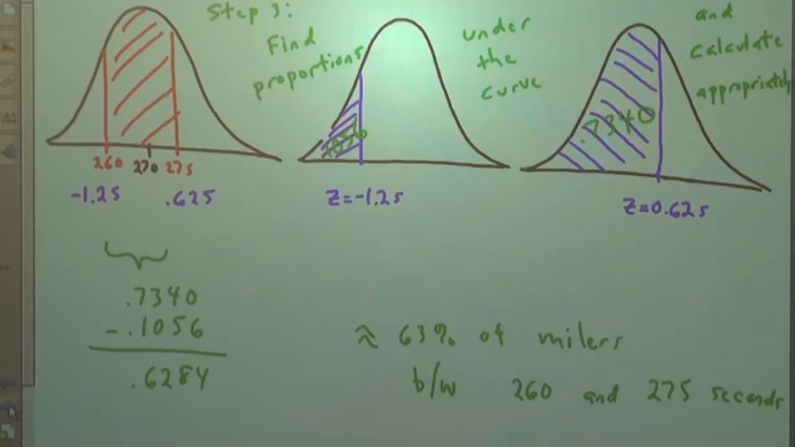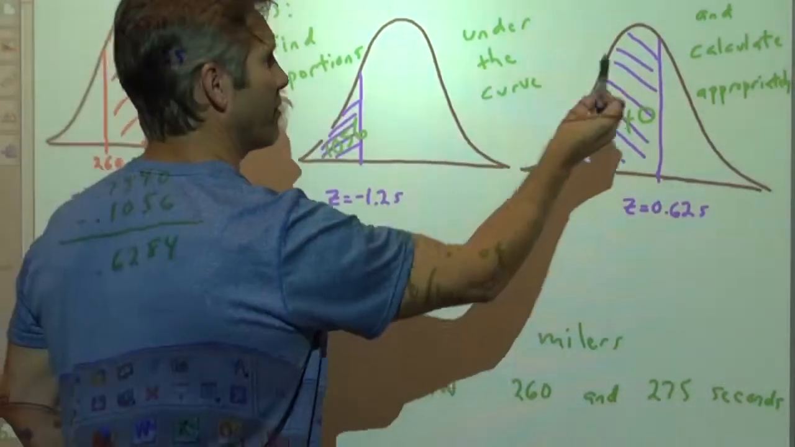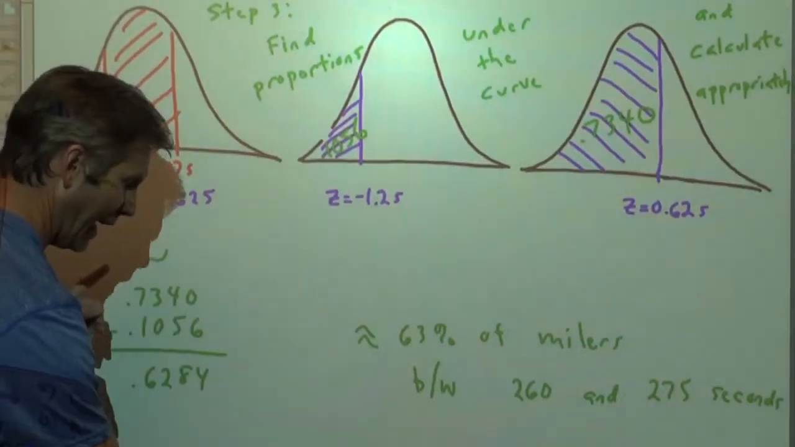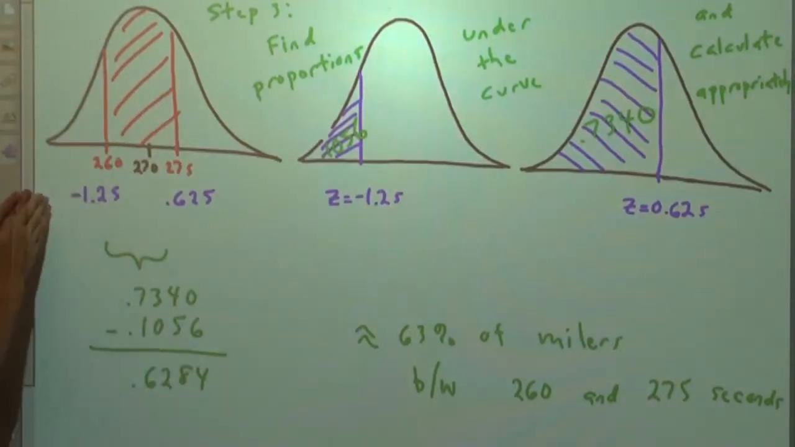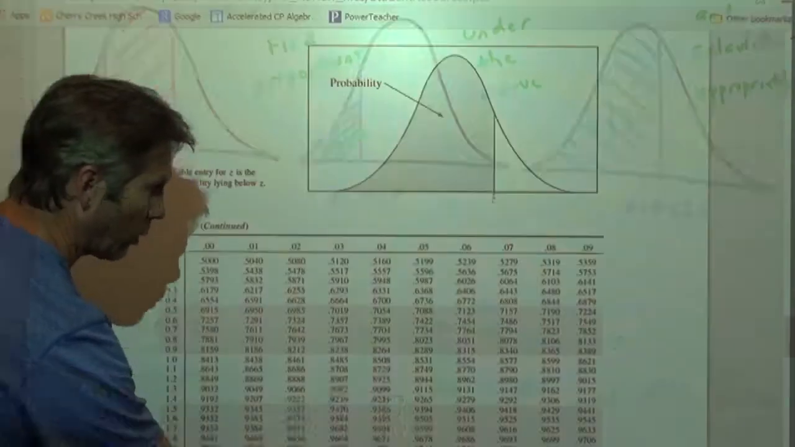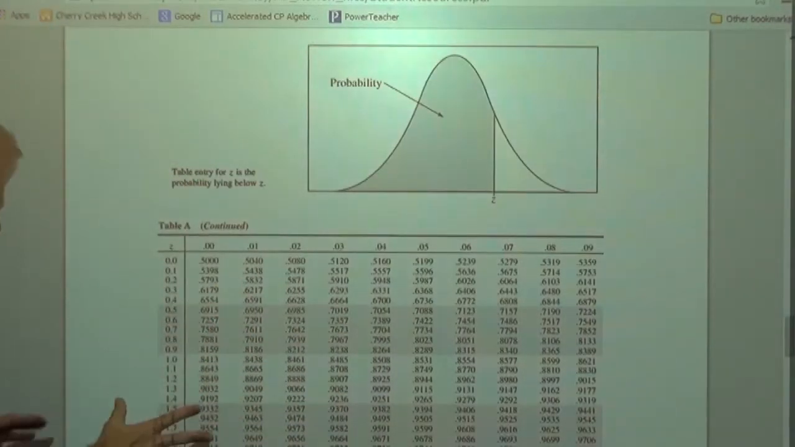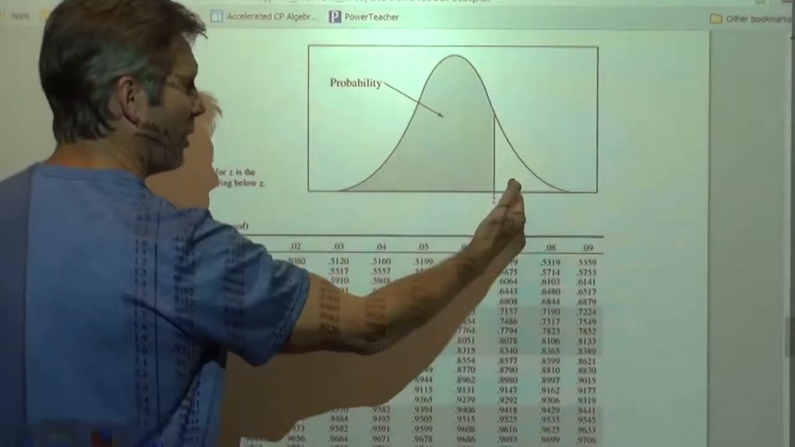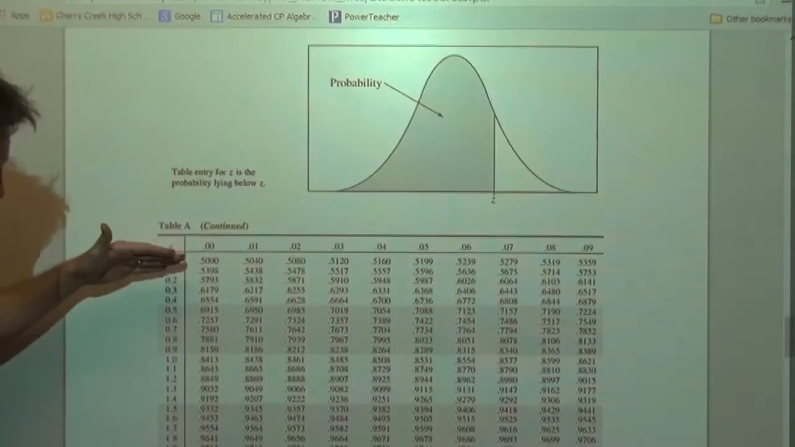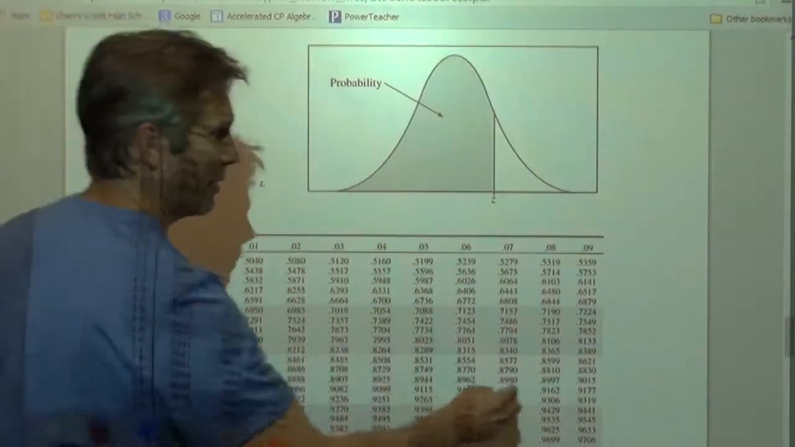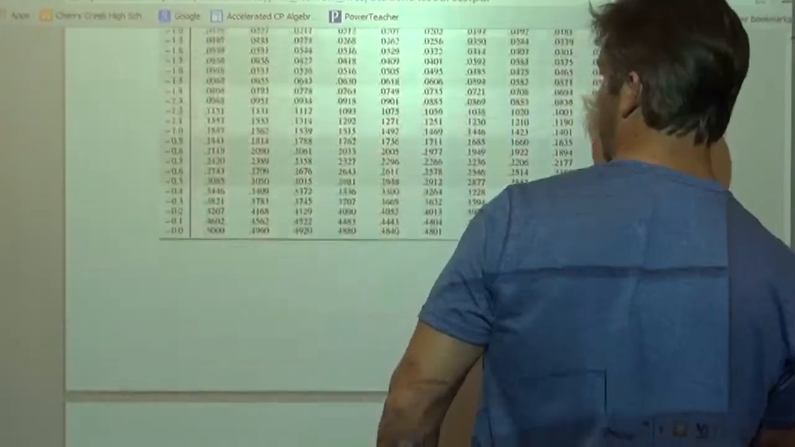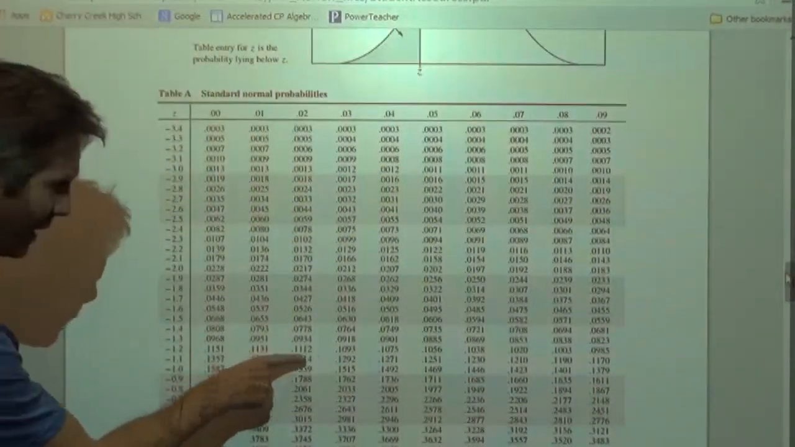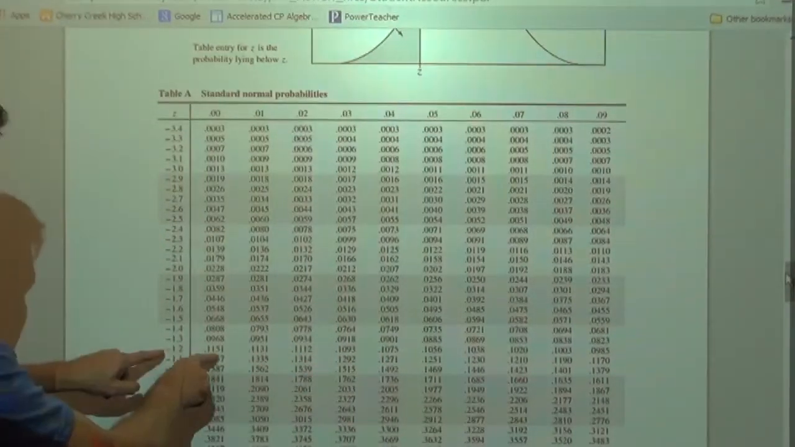Well, now step 3 is to find the proportions under the curve and calculate appropriately. So we can go find the area that's below negative 1.25, and again we can go to this table down here. And we're going to go to the negative z-scores. These are positive. These would be z-scores that are above the mean. And you can see they trap more than 50% of the area below the curve. We need to go to the table with negative z-scores. So we can go to negative 1.25. And we can find that guy right there, negative 1.25.